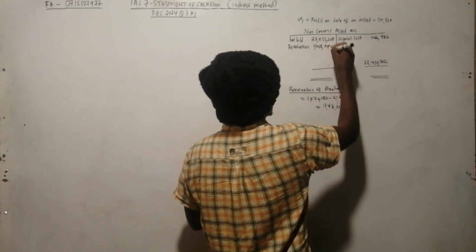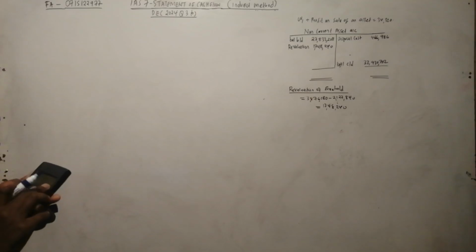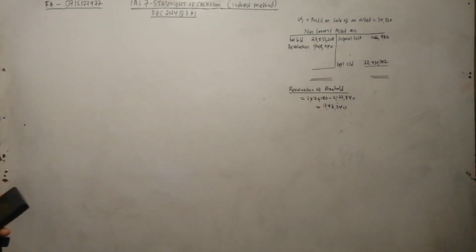17,48,240. Now we balance this account. The balancing figure will be the acquisition of the non-current asset. So we say 33,930,702 plus 466,986 gives us 34,397,688.